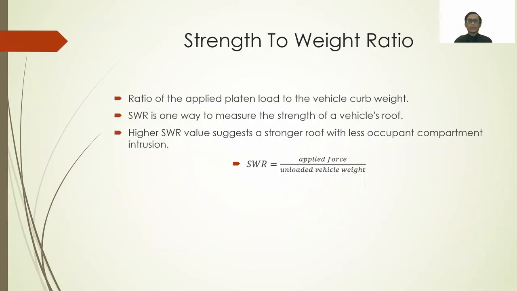Strength to weight ratio: the ratio of the applied platen load to the vehicle cab weight. SWR is one way to measure the strength of a vehicle roof. A higher SWR value suggests a stronger roof with less occupant compartment intrusion. The formula of SWR is equal to applied force divided by unloaded vehicle weight.